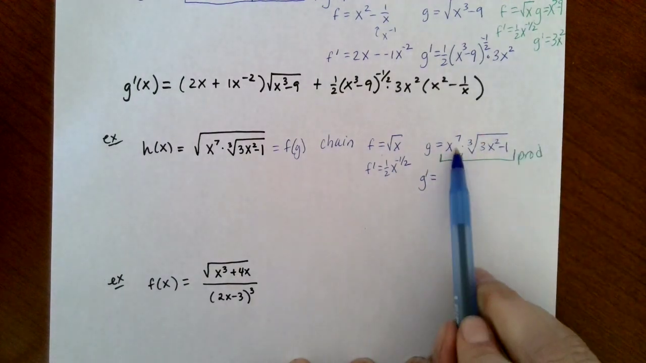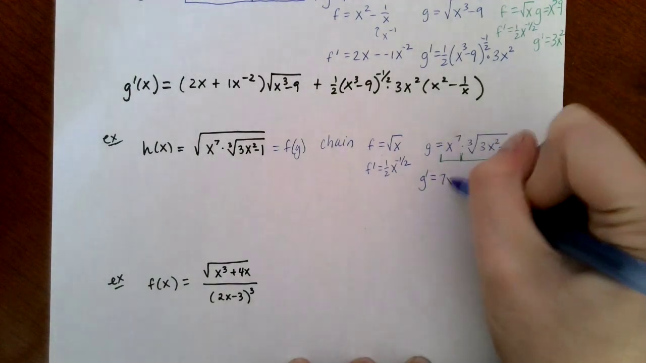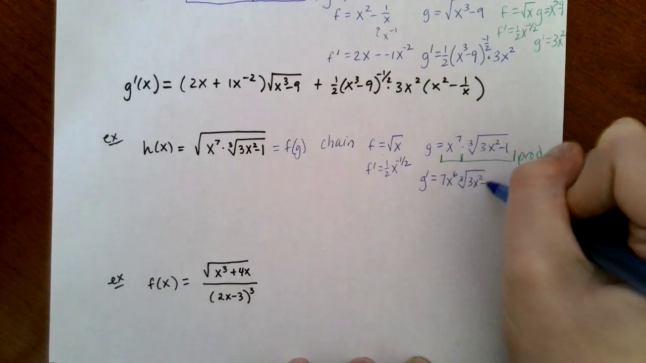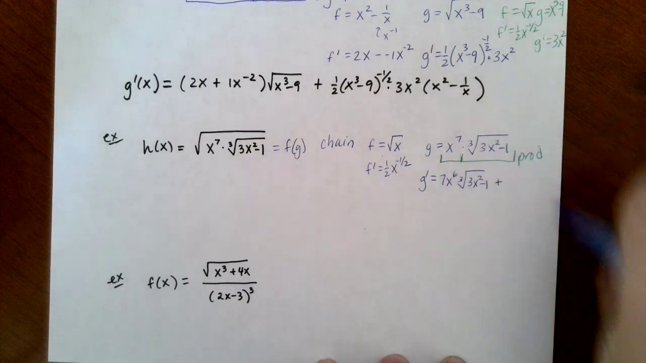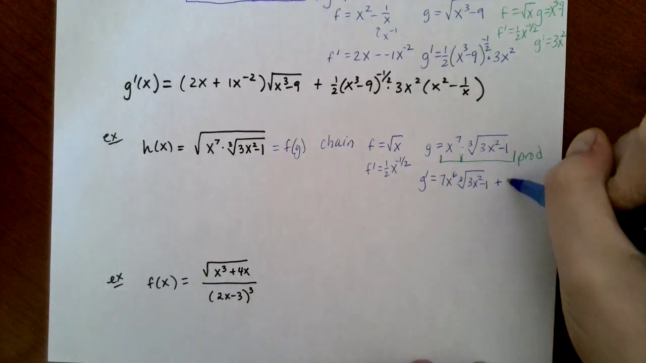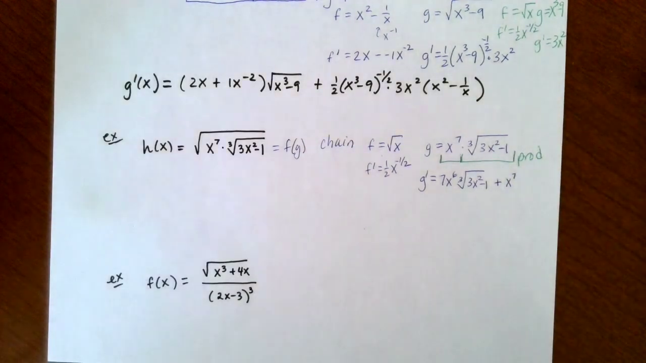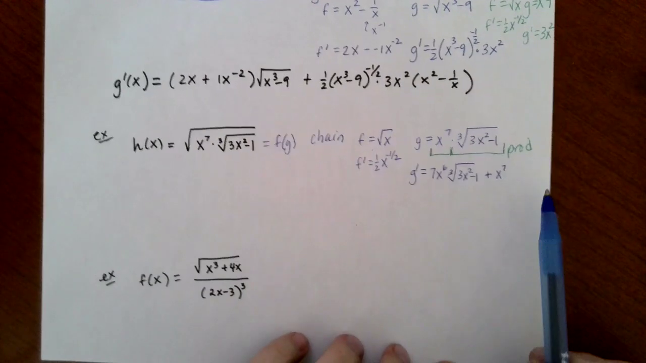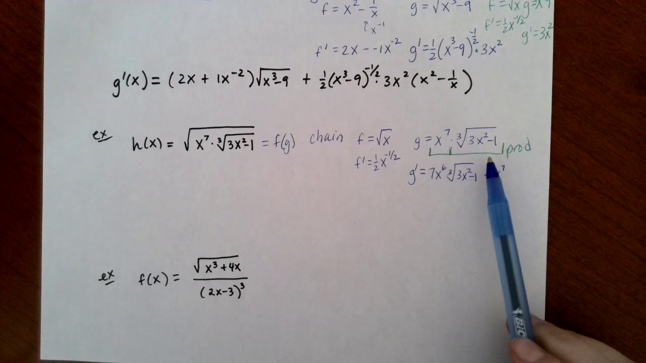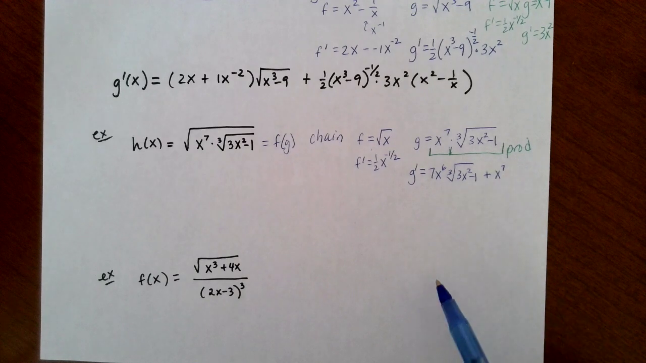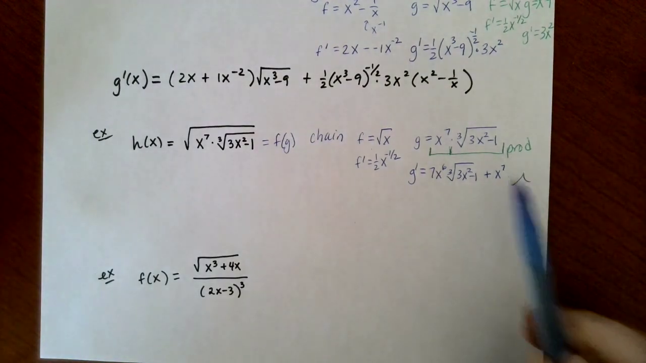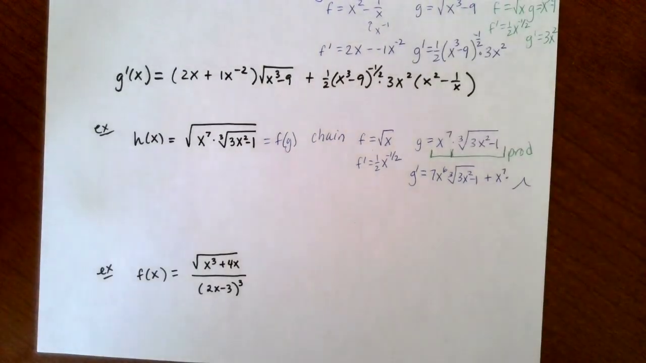So f prime is the derivative of this, 7x to the 6, times g, plus g prime f. So I'm going to write the x to the 7 for the f first, so I don't forget it. And now what I have to fill in here is the derivative of cube root of 3x squared minus 1. And I'm almost out of space, so maybe I'll say it's going to go in this spot times the x to the 7.